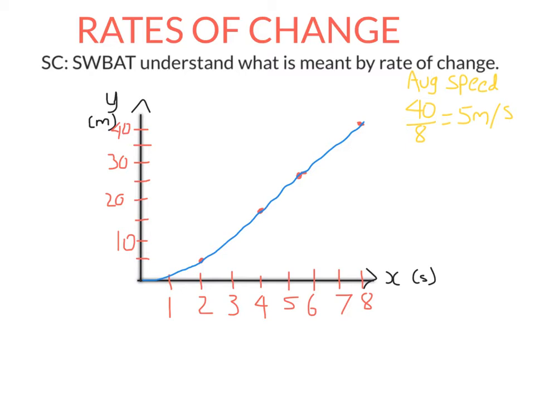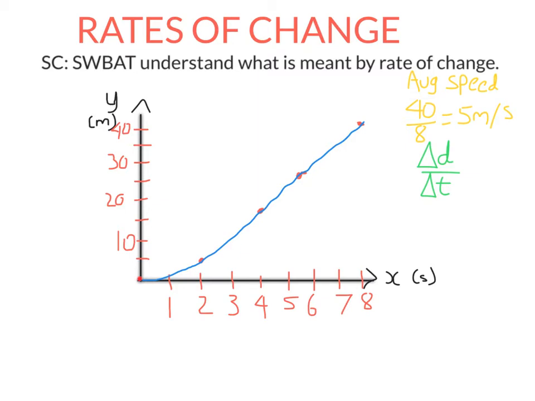Now, speed is a rate of change. Speed is distance over time. So we can write it like this. It's the change in distance. That little triangle means change. Change in distance over the change in time. So let's look at the speed for different points on this curve.